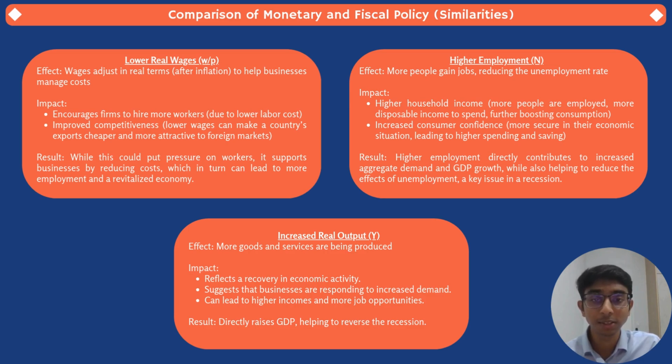The third effect is increased real output. This suggests that businesses are responding to increased demand. It can also lead to higher incomes and more job opportunities. As the real output increases, it directly raises GDP, helping to reverse the recession effect.